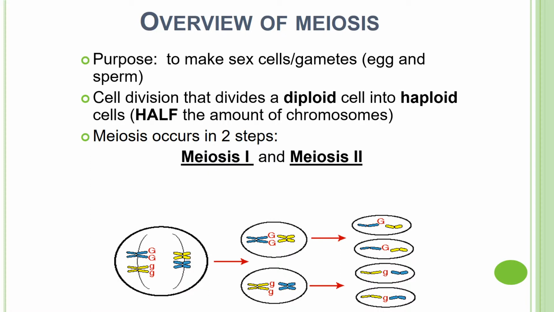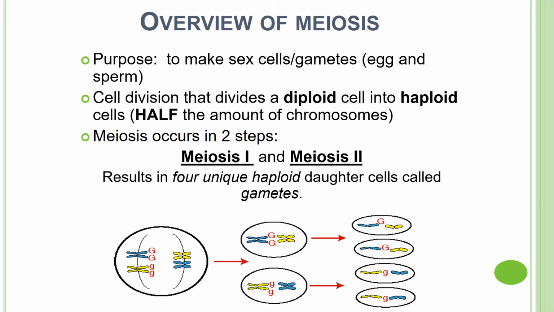So really the only thing on this slide that you need to write down is the purpose, to make sex cells or gametes. The end result of meiosis, you need to know this too, you don't need to write it down just yet, is to make 4 unique haploid cells, which are also known as gametes or sex cells.